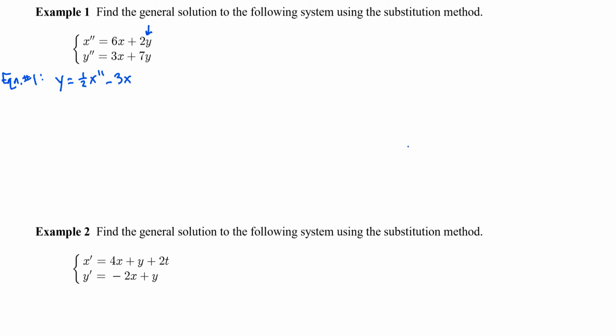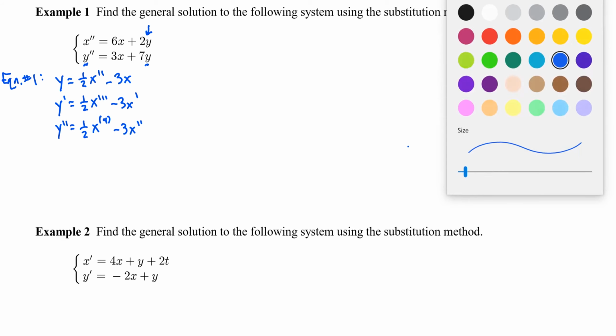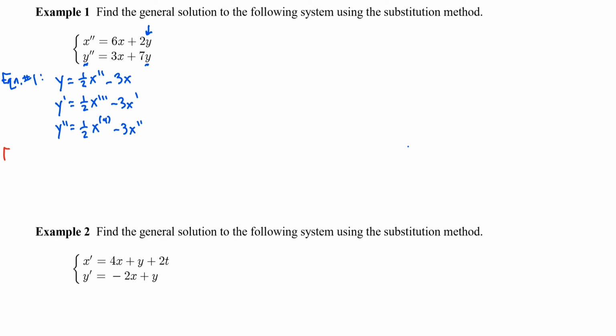Again, I just rearranged equation number 1 and isolated y. We want to plug this into equation number 2. Notice equation number 2 has a y right here, but it has a y double prime over here. So in order to substitute, we're going to need to go ahead and find a couple of derivatives. So y prime is going to be 1/2 x triple prime minus 3x prime, and y double prime then is 1/2 x fourth derivative of x minus 3x double prime. So we're going to take this and we're going to plug it into equation number 2.